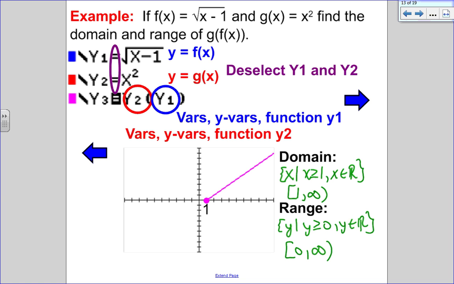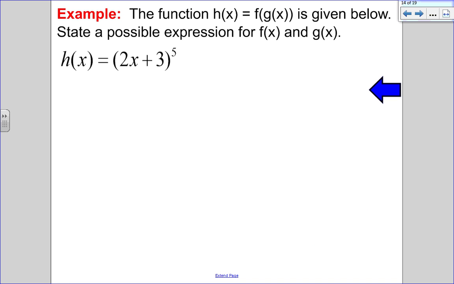Okay, so we've looked at composition with numbers, we've looked at it in general, we've looked at domain and range. So the last two examples I want to look at is, if I give you the composition, can you identify the inside and outside functions? Okay, so in this one I'm giving you h of x, which is f of g of x, and I want us to determine f of x and g of x, possible expressions for each. So h of x is the composition.